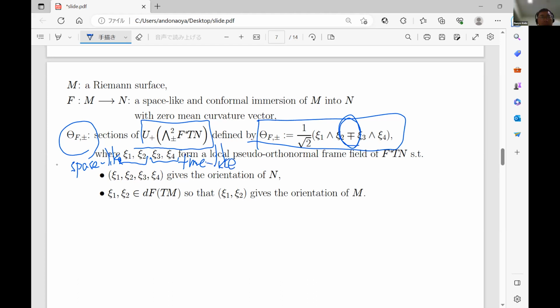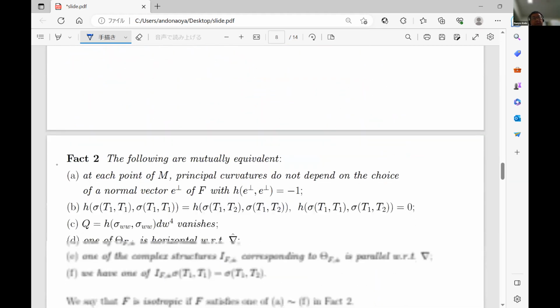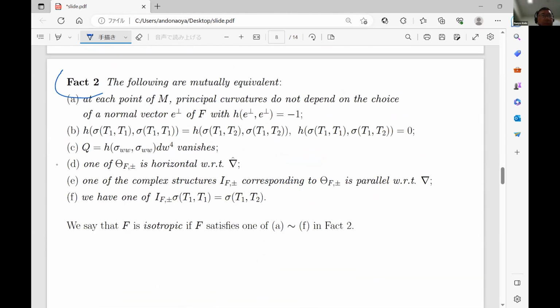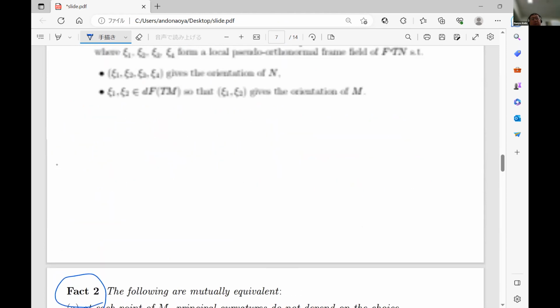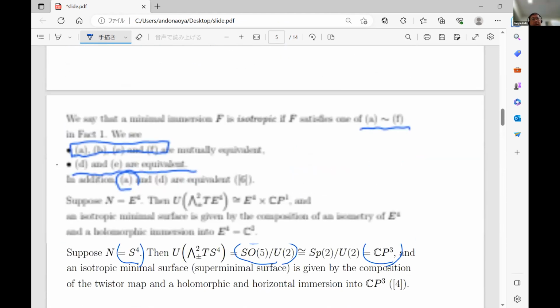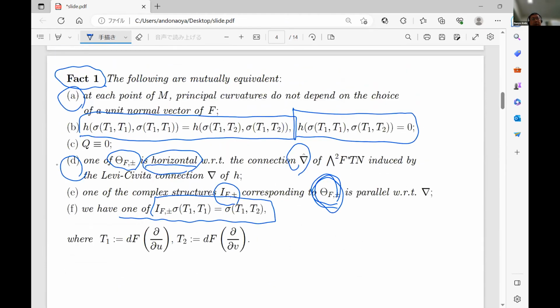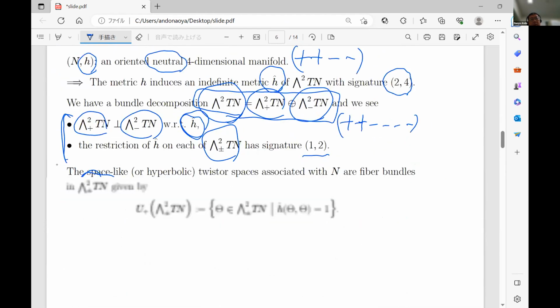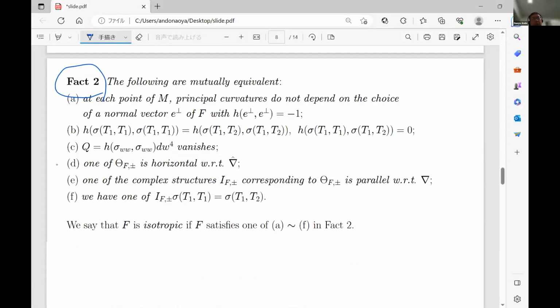And since we suppose that the surface is space-like, so we suppose that Xi1, Xi2 are tangent to the surface. Then we have this fact. The difference between factor 1 and factor 2 appears only in condition A.